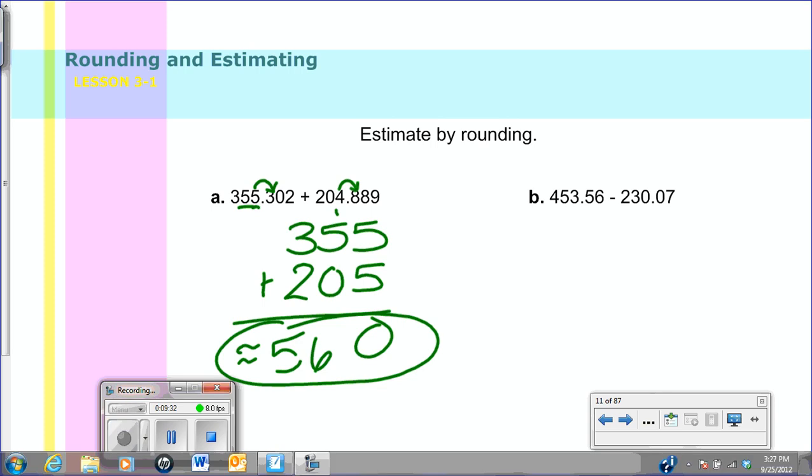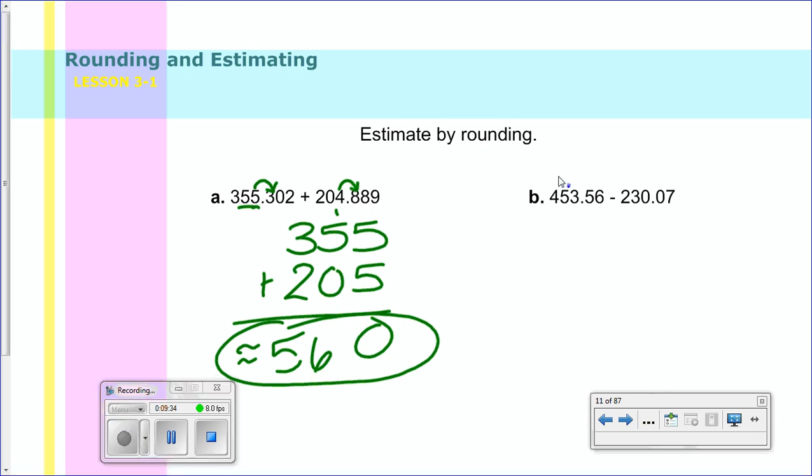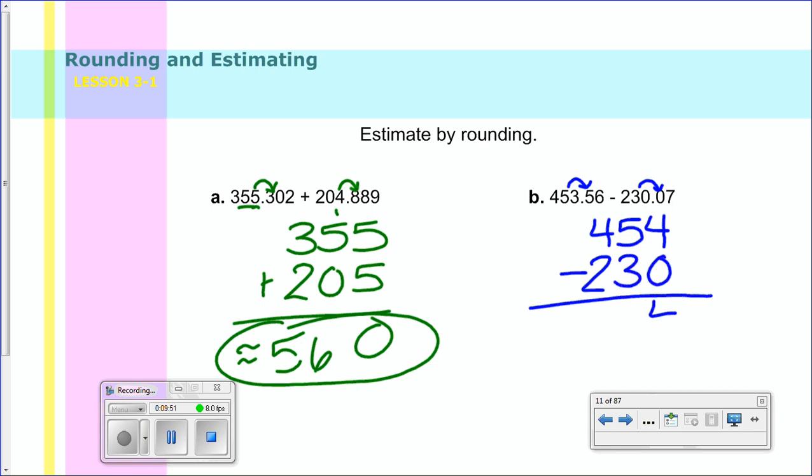All right, so if we were to do B, again, I look at the tenths spot. I should round this to 454, because again, 5 or greater, you go up. And then here we have 230 and 7 hundredths. Well, right after the 0 is another 0, so you would round down. And I subtract them. 4 minus 0 is 4, 2 minus 2 is 0, 2 minus 2... so you get an answer of 224.